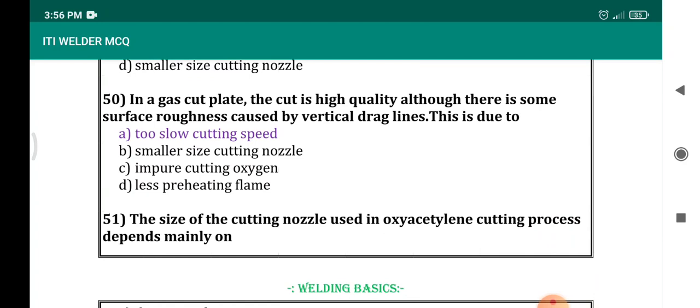In a gas cut plate, the cut is high quality, although there is some surface roughness caused by vertical drag lines. This may be due to low cutting speed. If we are not following a minimum cutting speed, the cutting operation is carried out on the surface more than once or twice, so it will cause vertical drag lines on the surface. So a too slow cutting speed is the reason for vertical drag lines.